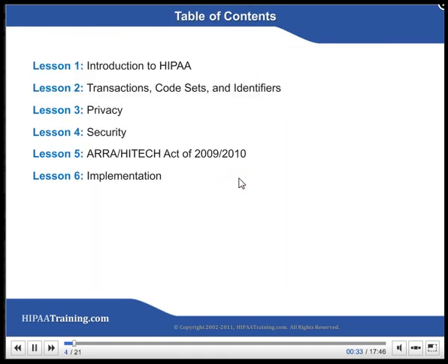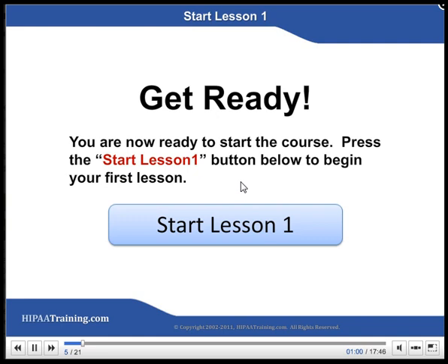Table of Contents. Lesson 1. Introduction to HIPAA. Lesson 2. Transactions, Code Sets, and Identifiers. Lesson 3. Privacy. Lesson 4. Security. Lesson 5. ARRA/HITECH Act of 2009-2010. Lesson 6. Implementation.